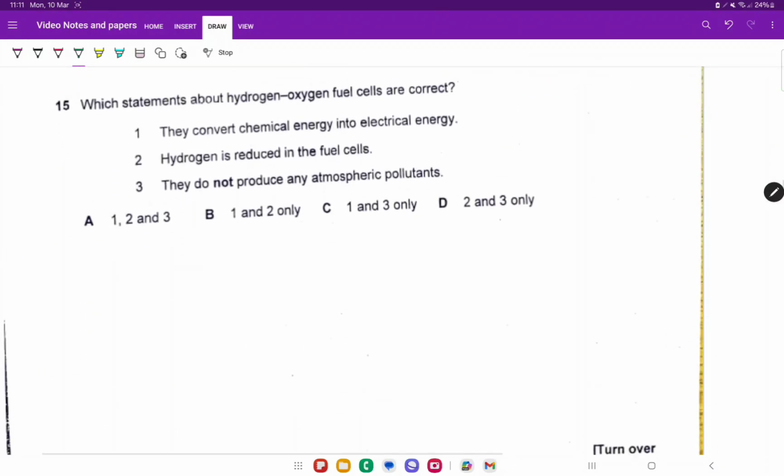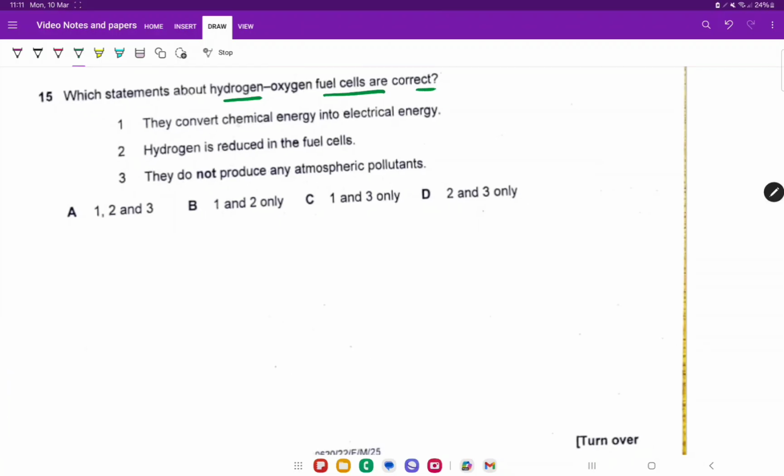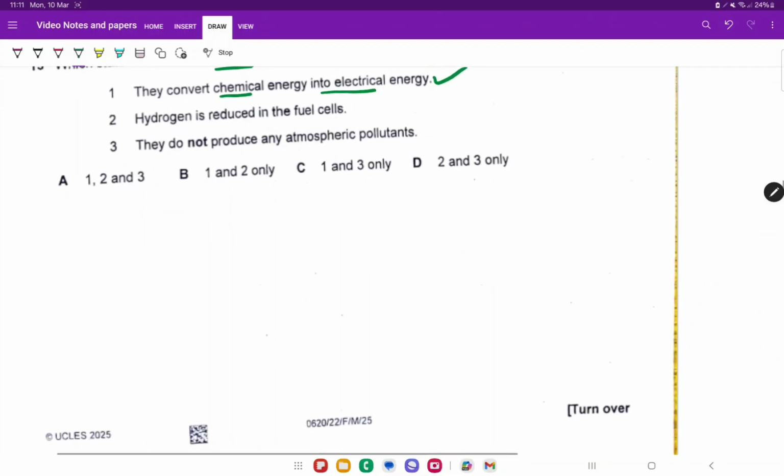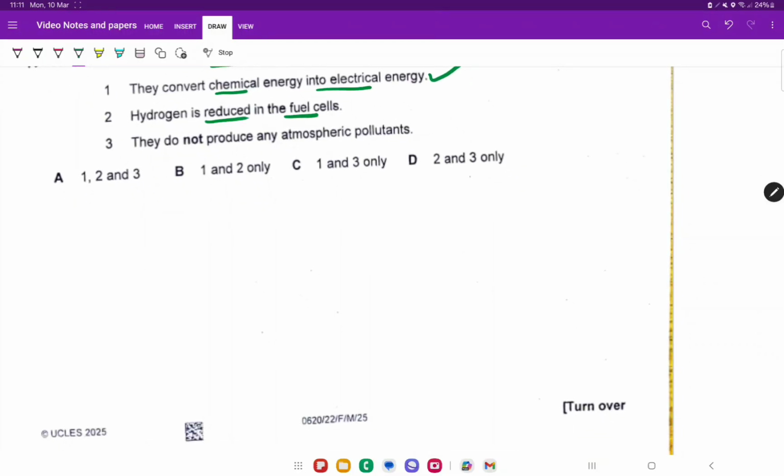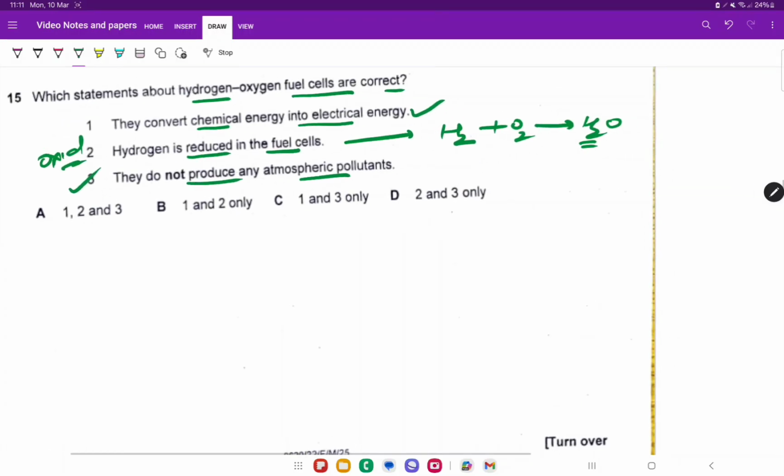Answer is C. Which statements about hydrogen oxygen fuel cells are correct? The fuel cell converts chemical energy into electric energy. Yes, they convert chemical energy of fuels into electric energy. Hydrogen is reduced in the fuel cell. Now, hydrogen reacts with oxygen to form water, so hydrogen is not reduced, it undergoes oxidation. So this is wrong. They do not produce atmospheric pollutants. Yes, that's correct. So which two options are correct? 1 and 3. 1 and 3 correct means answer C.